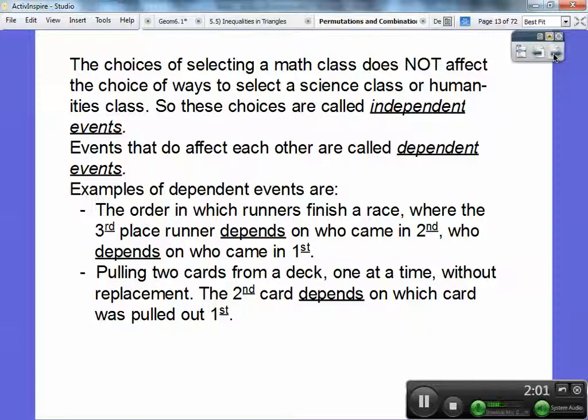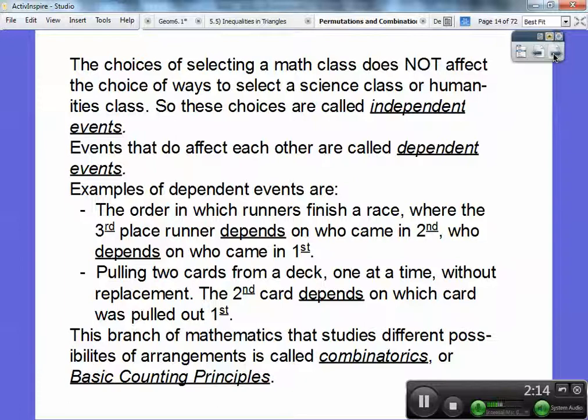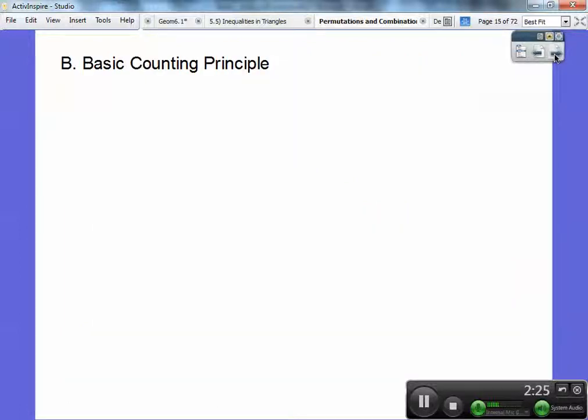So we're pulling 2 cards from a deck. Say you're pulling 2 cards one at a time, and you pull one out and you do not replace it. So the second card totally depends on which card you pulled out and left out. So, without replacement. This branch of mathematics is called combinatorics, I think it's called. I call it basic counting principles. Same thing, combinations and permutations is what this is about.